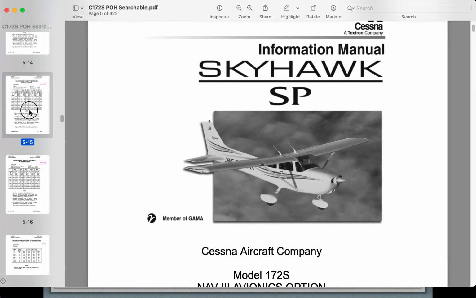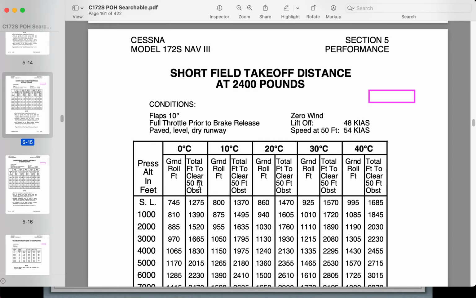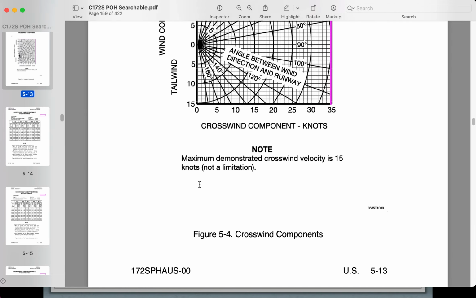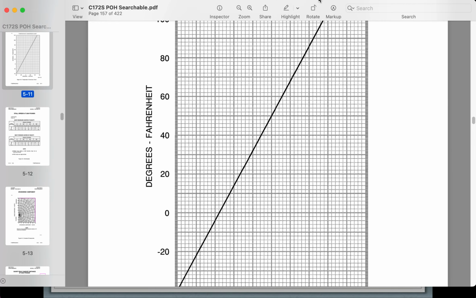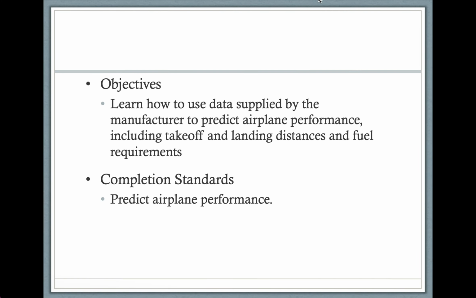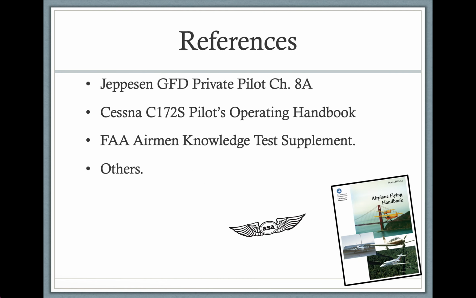and we're going to learn how to use the data supplied by them. So, a quick peek ahead, these are the charts that we're going to be using in this video and in this class. And then, of course, we're going to talk about takeoff, landing distance, and fuel consumption requirements, and overall, you're going to pass a quiz and learn how to use these charts to predict performance.